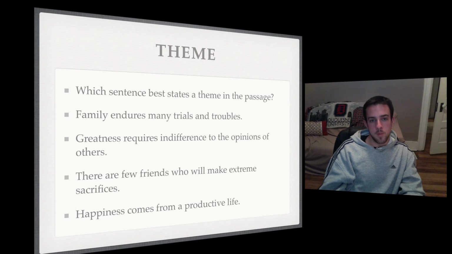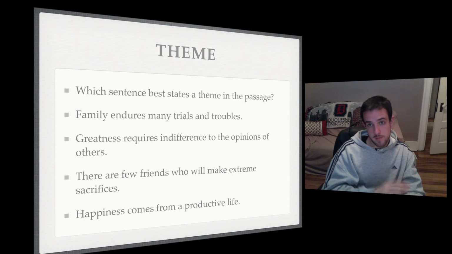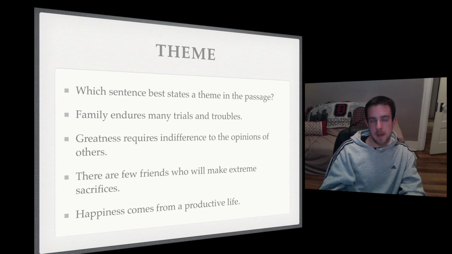The theme. Which sentence best states the theme in the passage? There is going to be a theme. Sounded a little Italian there. There's going to be themes in nonfiction and fiction alike. And remember, a theme is not just a word. It's a lesson about life.